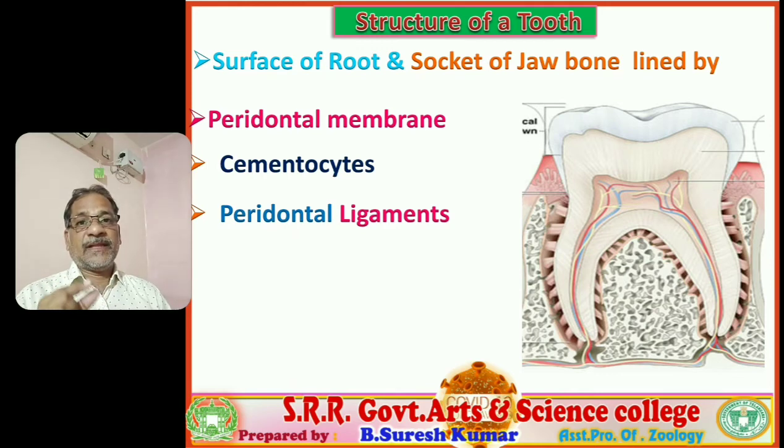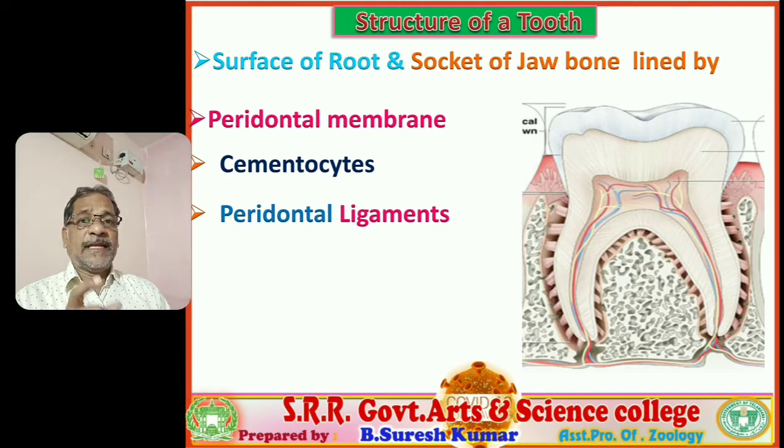Ligaments are nothing but connective tissue strands. They bind one component with another component. They are connective tissue bands made up of specialized fibers. They are collagen fibers. Ligaments are formed by collagen fibers. Here these are periodontal ligaments. The periodontal ligaments are also made up of collagen fibers.